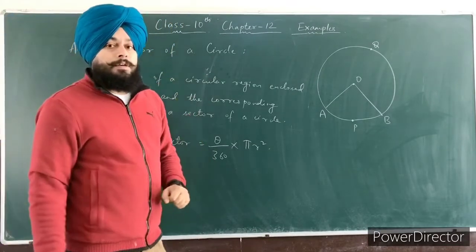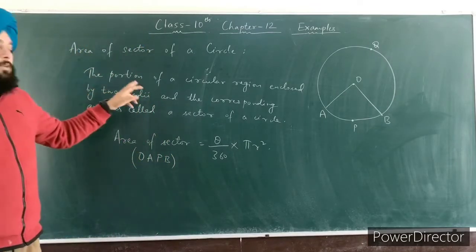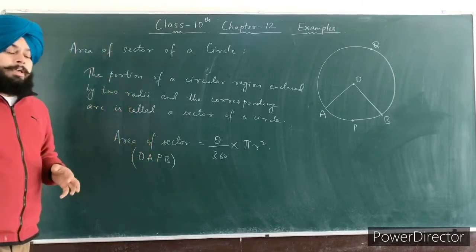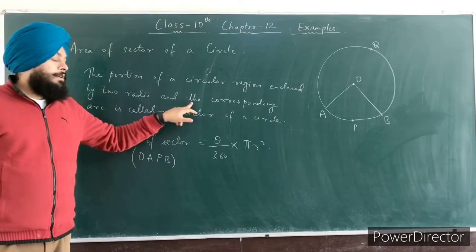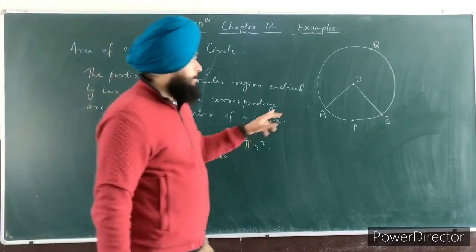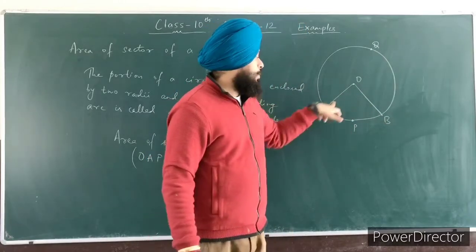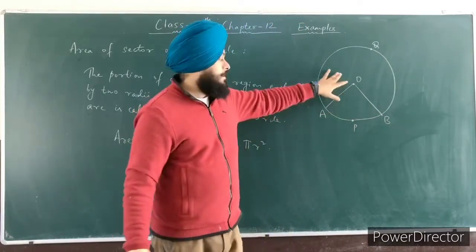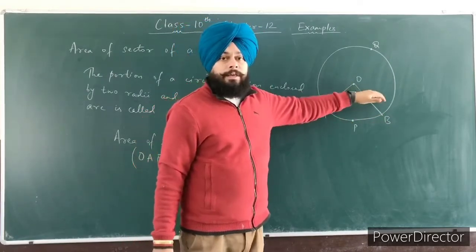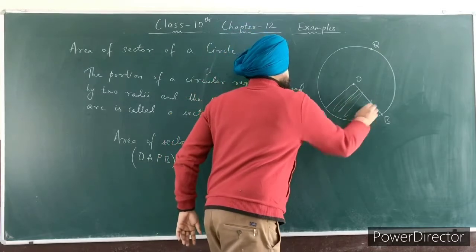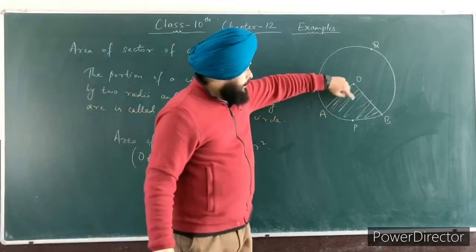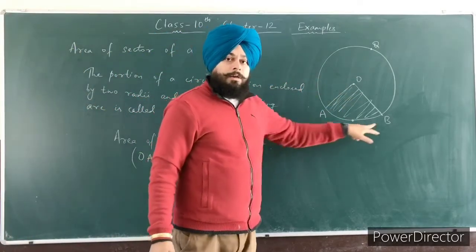So what is a sector? The sector is the portion of a circular region, or you can say it is a part of a circular region enclosed by two radii and the corresponding arc is called a sector of a circle. Suppose this is a circle with center O. OA and OB are two radii of this circle and AB is the corresponding arc. So the area enclosed between these two radii and the arc is known as sector.